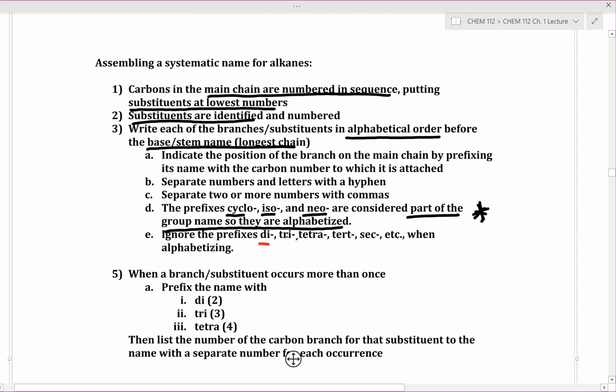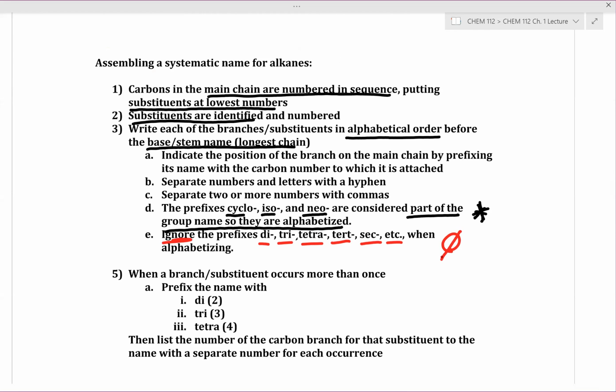The prefixes di, tri, tetra, tert, seq, etc., you're ignoring them. So I'm just going to put a circle through them. The only prefixes that you care about for alphabetizing are cyclo, iso, and neo. If it's not one of those 3, you do not care about the prefix. You use the base name. Does that make sense?